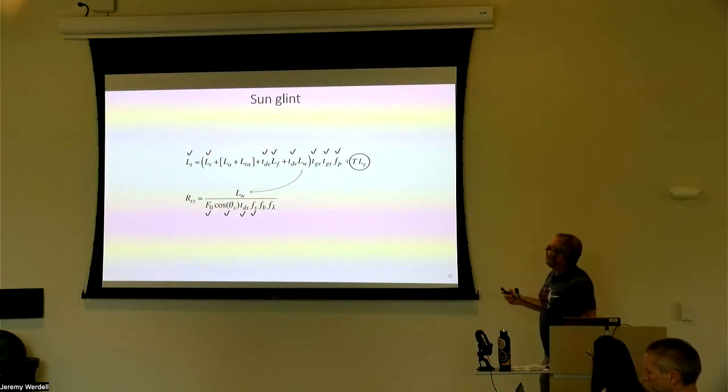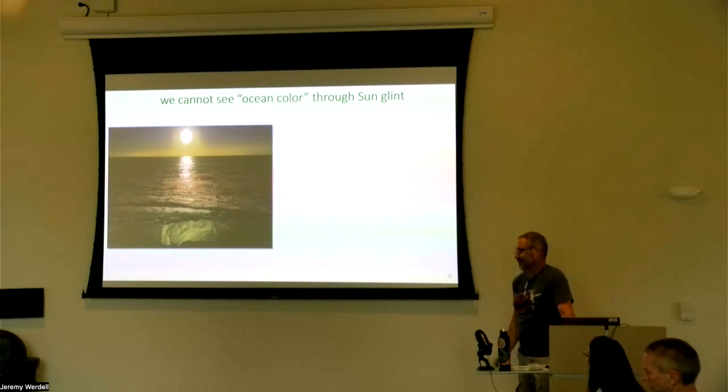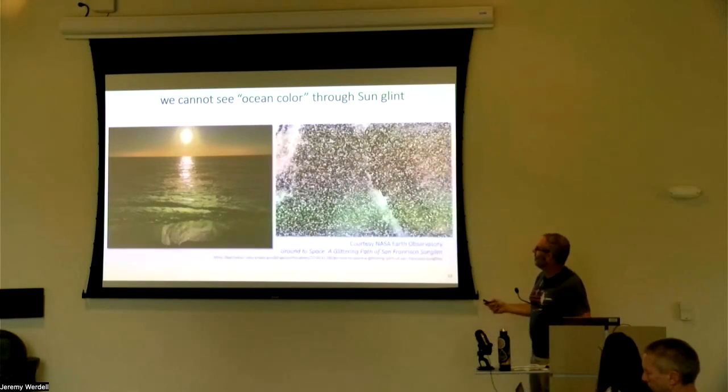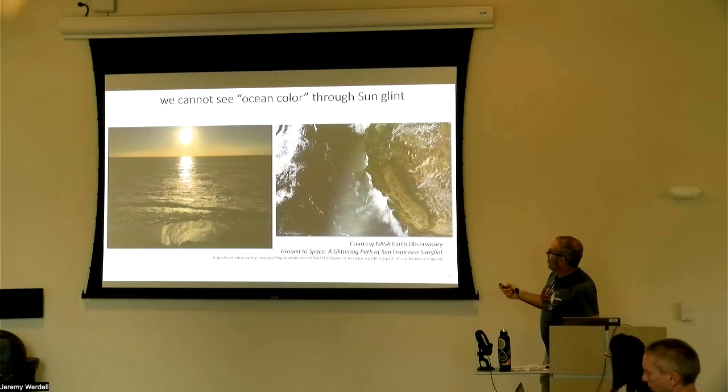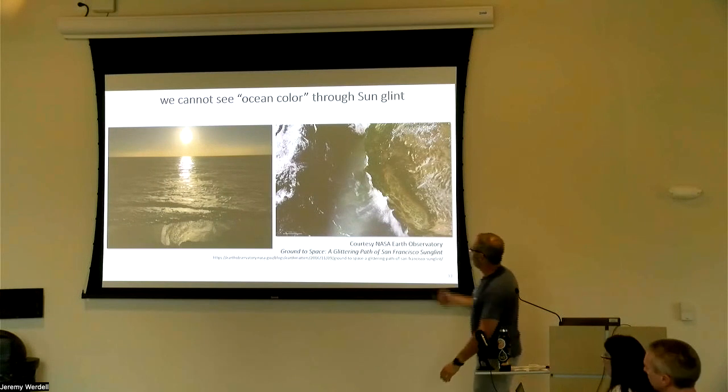Okay, another fun one, sun glint. Ocean color can't be seen through sun glint. Duh, you've been on an airplane, you look out the window, you can't see the color of the ocean if you're looking into the sun. You already saw a picture somewhat like this. This is how it manifests in a true color or an RGB image at the top of the atmosphere. You can see the signal here.